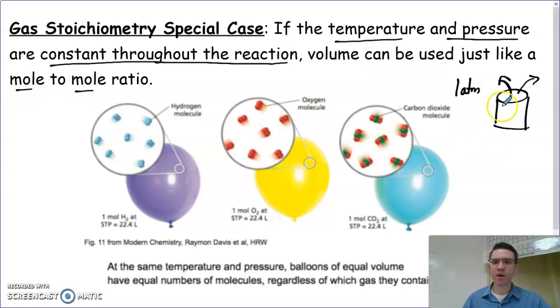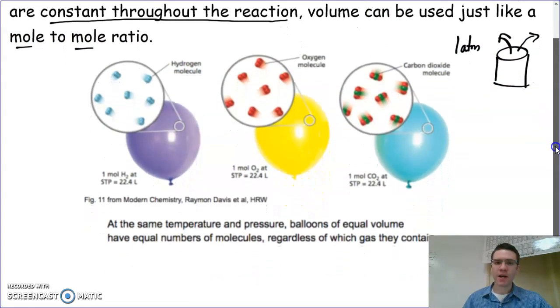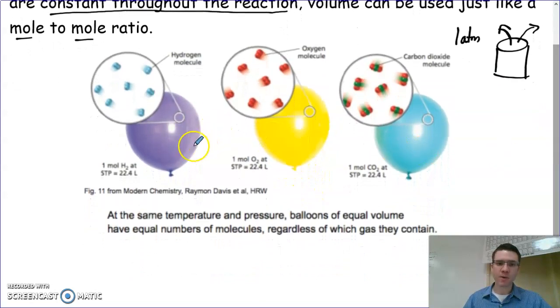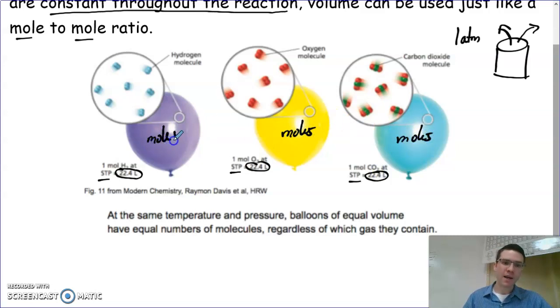But the reason you can use volume as a mole-to-mole ratio, if you remember back to Avogadro's principle, we looked at how every balloon, it didn't matter what gas we put in the balloon, all balloons at the same temperature and pressure occupied the same volume. And that means every one of these balloons also has the same number of moles. There's the same number of moles in this balloon as this balloon and our balloon over here. In other words, the volume and the moles are directly proportional.